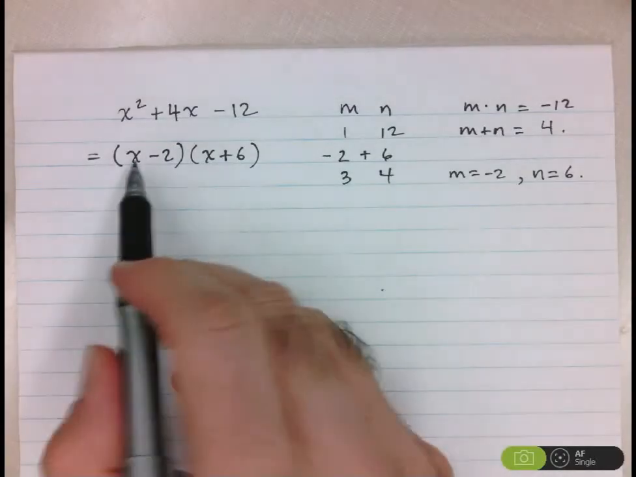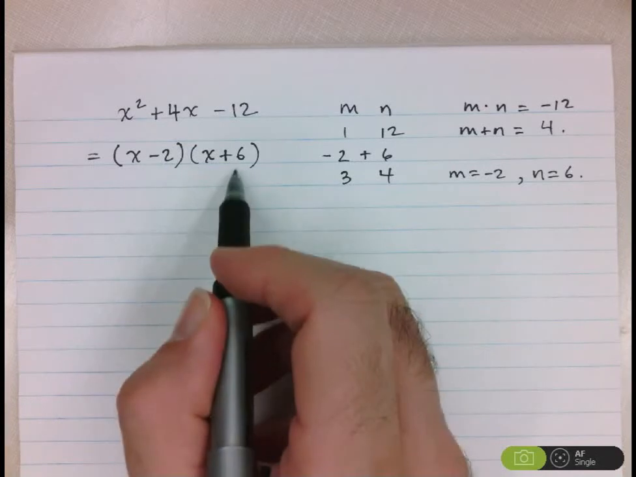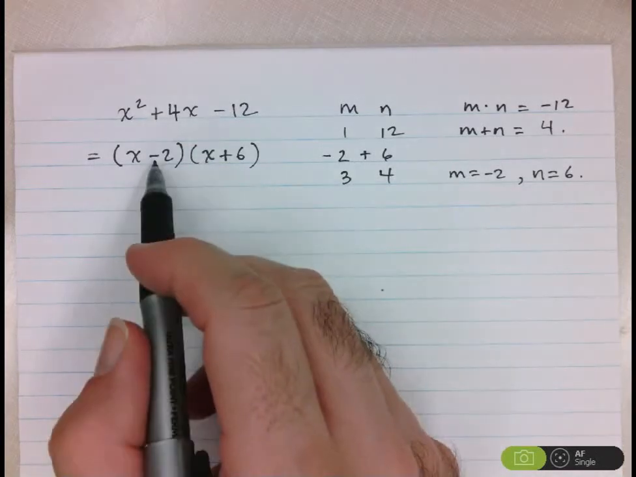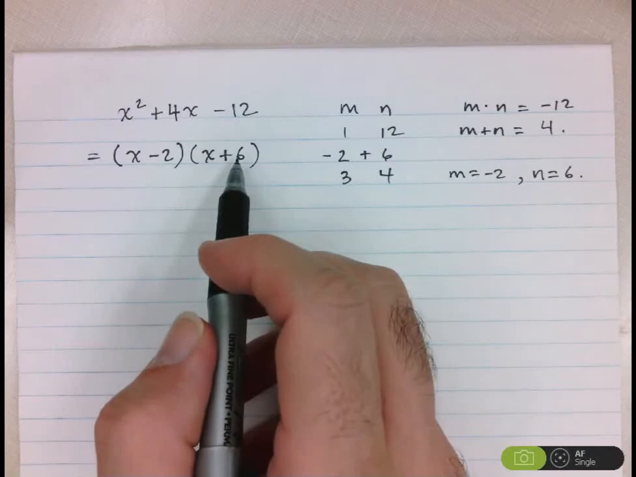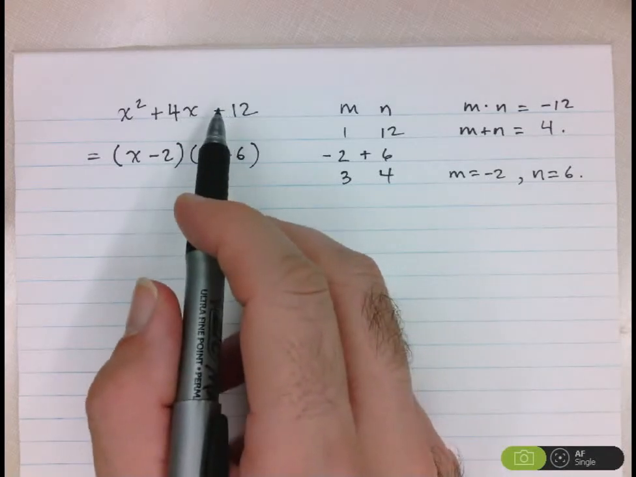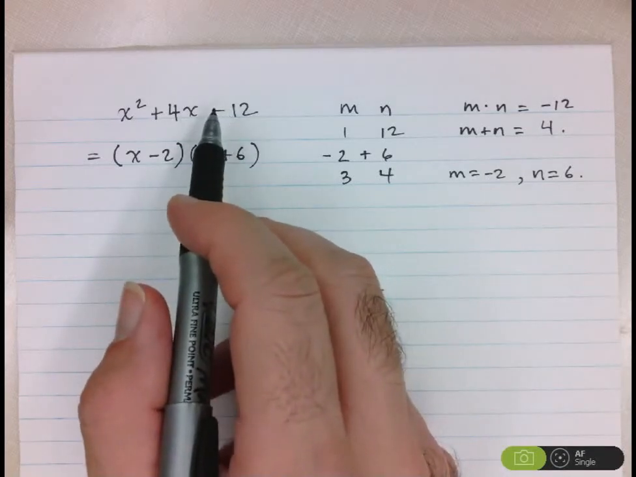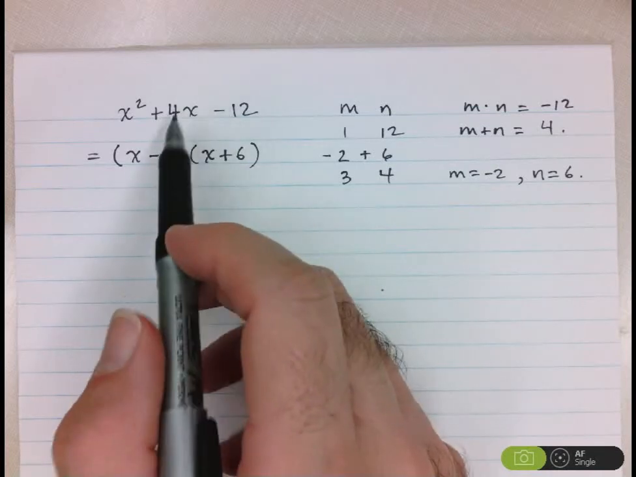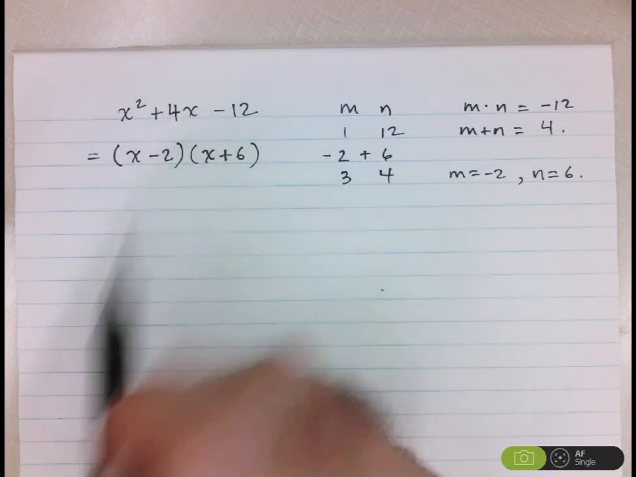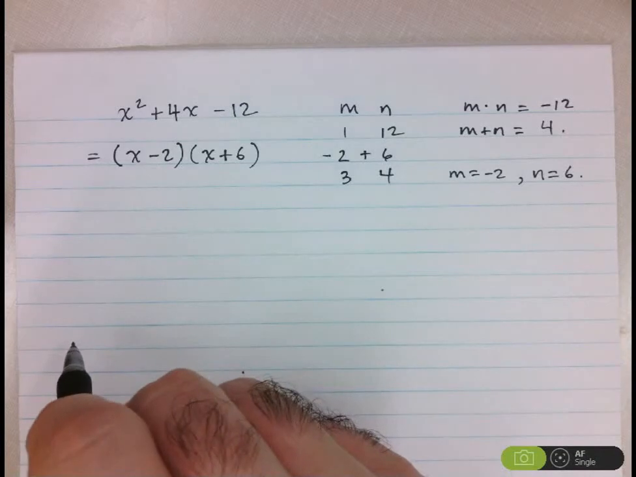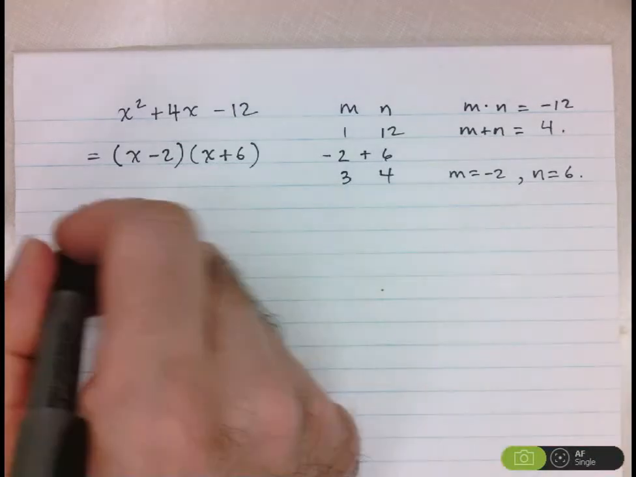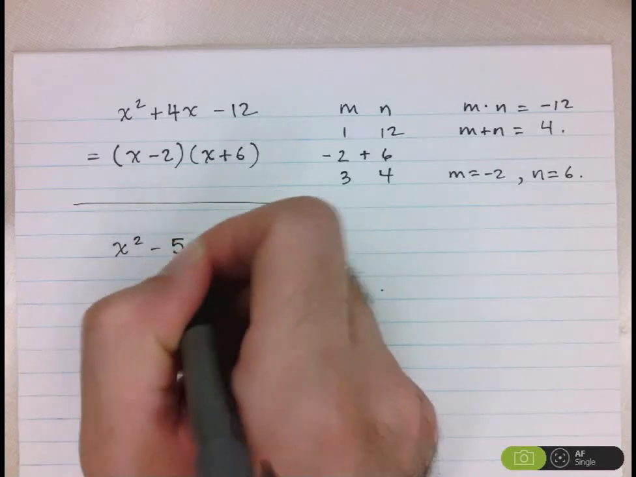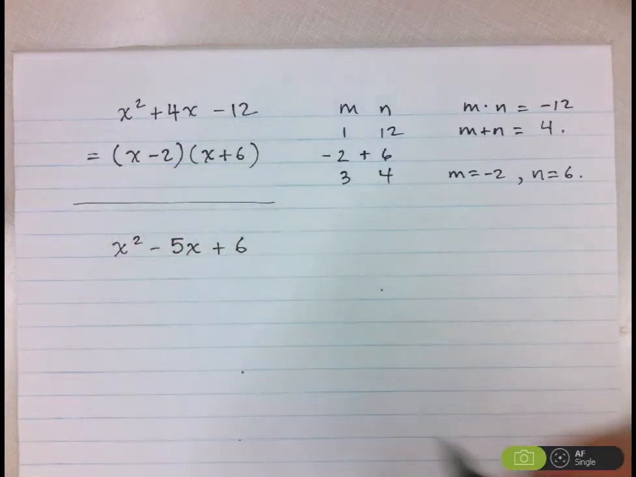Let's see if it works. x times x, x squared. 6x minus 2x, there you go, 4x, that works. And negative 2 times 6 is equal to negative 12. Okay, so here again, we've succeeded in taking this expression and factoring it into a product of two other expressions. Okay, let's go again. Let's take x squared minus 5x plus 6.